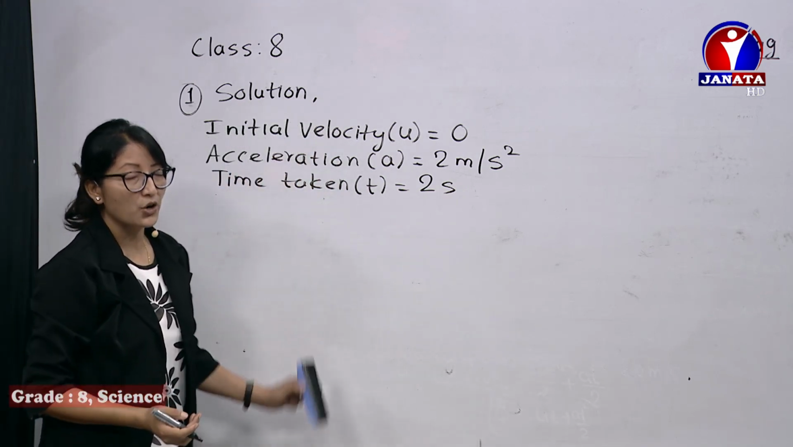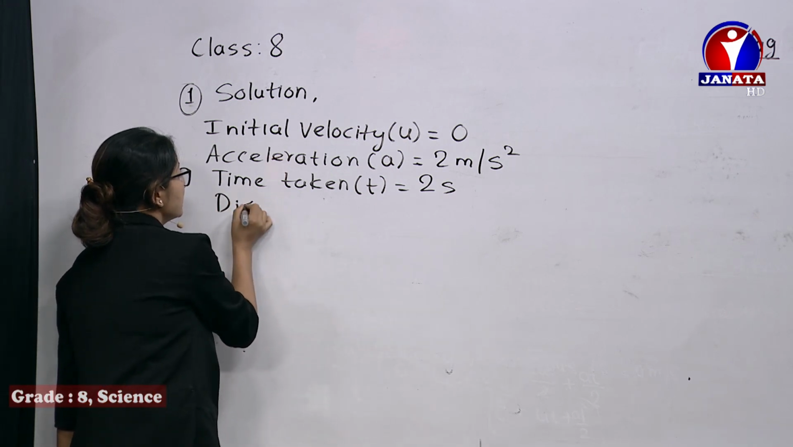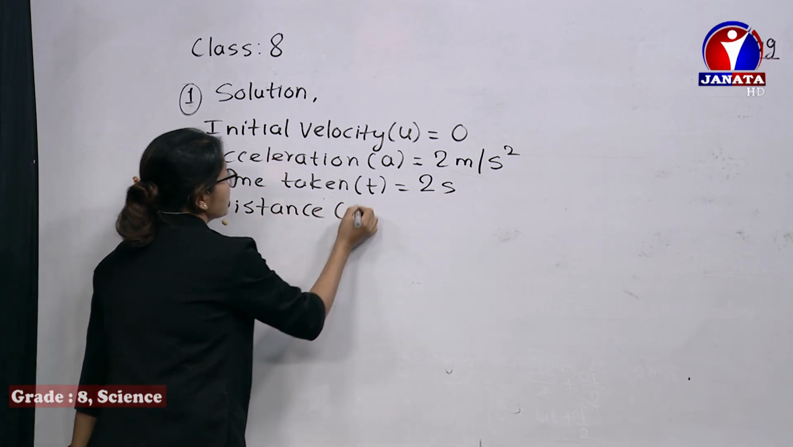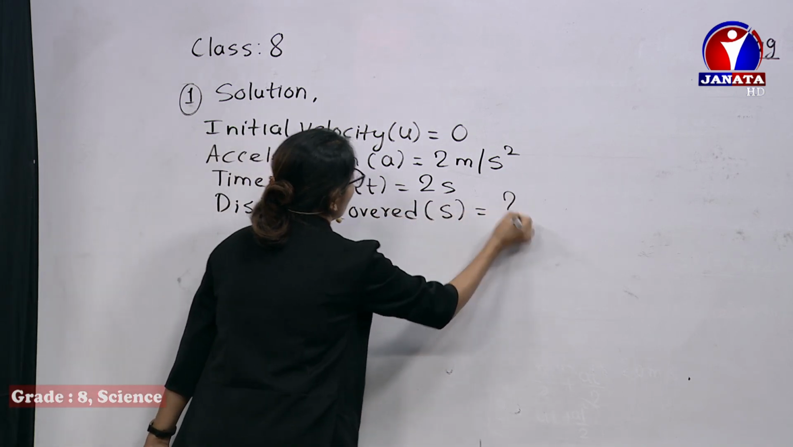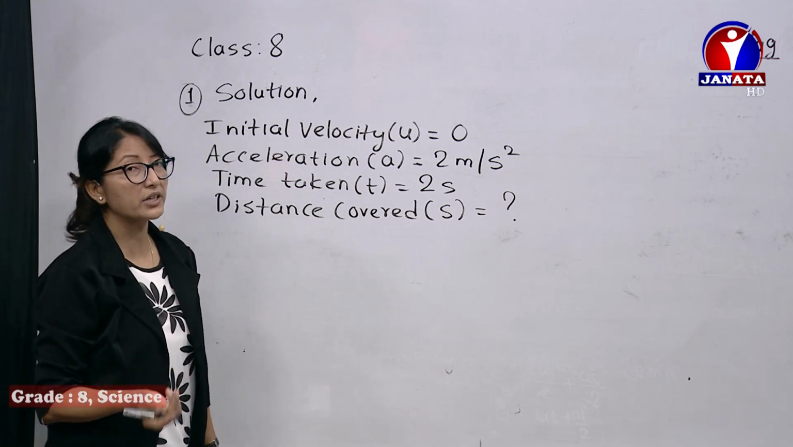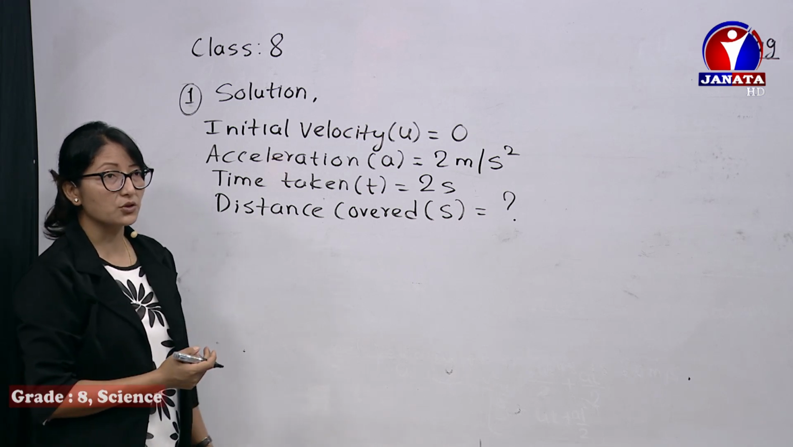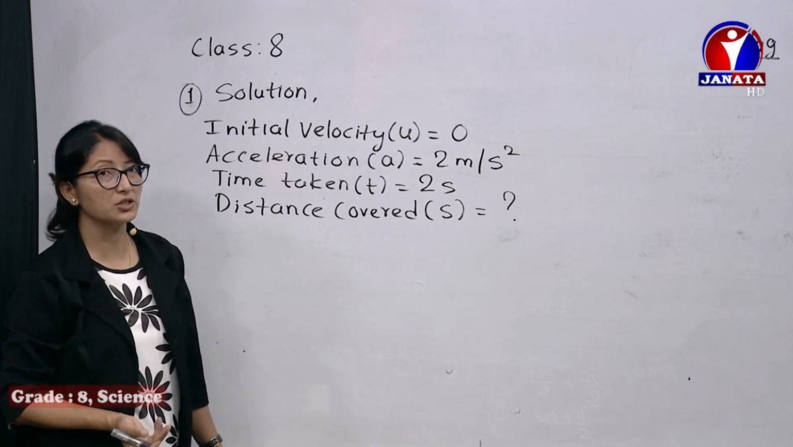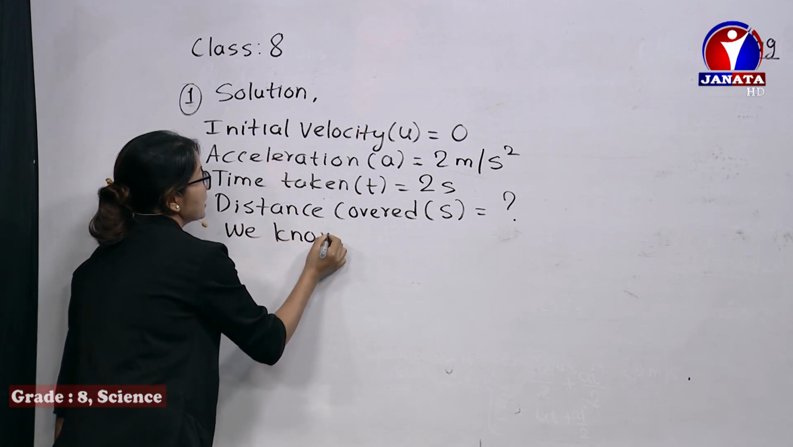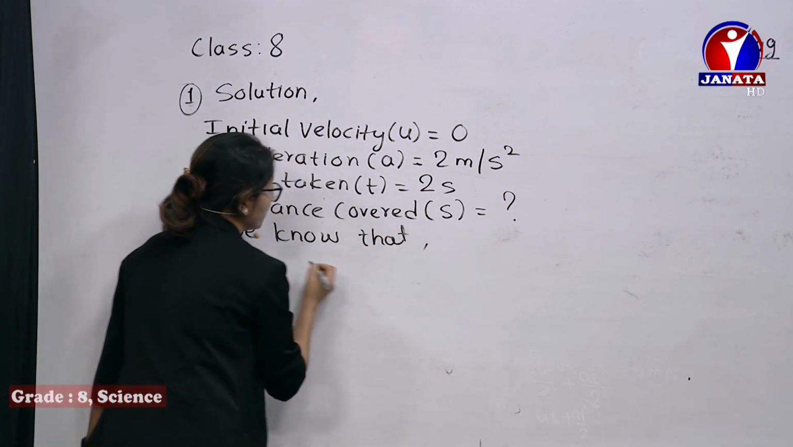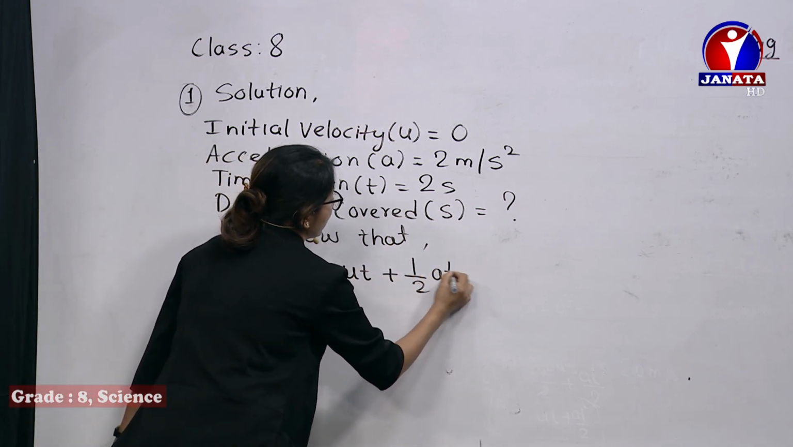So what do we have to find? Find the distance covered. How far does it travel? Distance covered, s equals what? I think you have already revised, recall the formula we derived just before. s equals ut plus half at square, one of the equations of motion. So we know that again. Directly you can substitute the values. We know that s equals ut plus half at square.